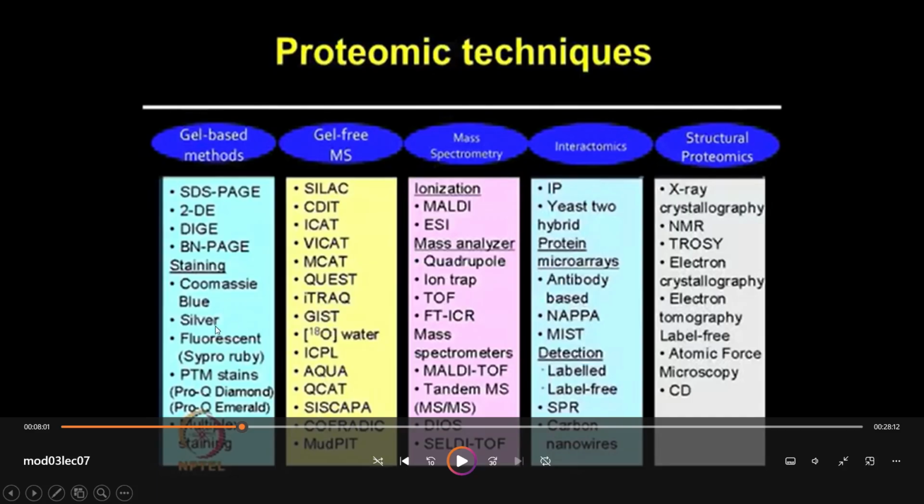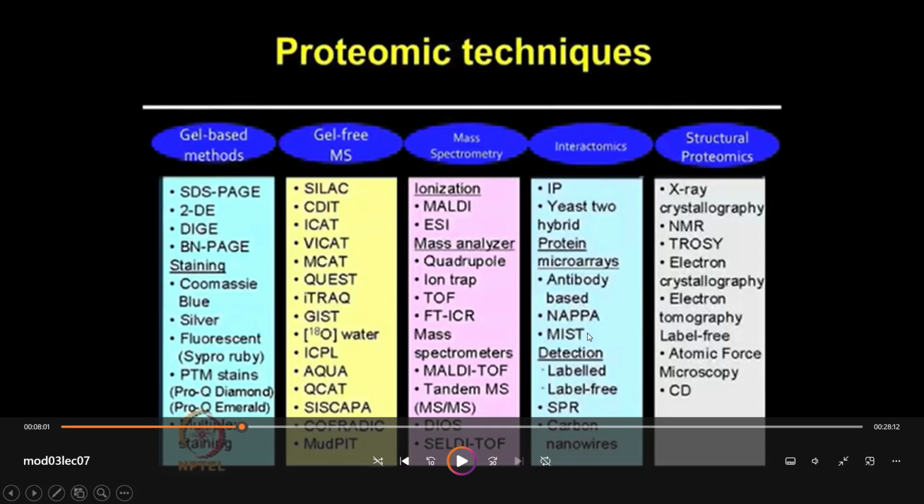So in this course, you are dealing with gel-based as well as mass spectrometry. You are not dealing with gel-free mass spec or interactomics or structural proteomics. So we'll be dealing with this first section and the third section. In terms of mass spec, the protein is fragmented with the help of an ionization source. After fragmentation, those masses are analyzed by using different mass analyzers. That's how analysis takes place in mass spec. And if you are doing MS/MS, like fragmentation after the first fragmentation, then it becomes a much more accurate analysis of those proteins.